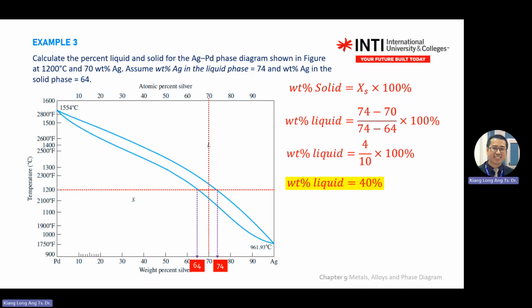Okay, then you draw the temperature line, you draw straight, and then in the question you look at what are the percentage of that particular component. So read carefully the caption. So here is 70% of Ag. So 70% is this one. So draw a straight line.